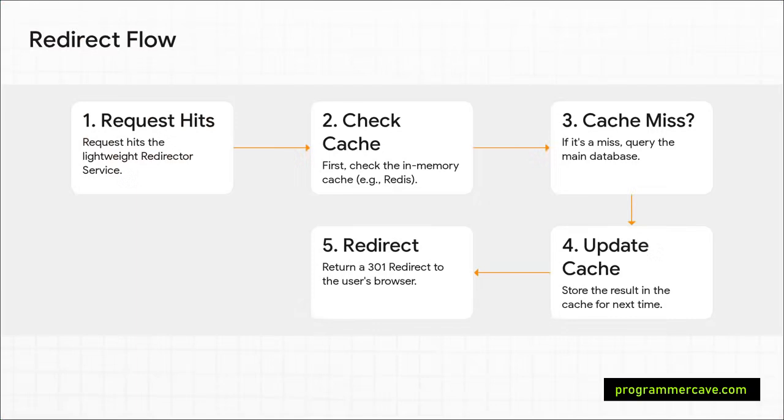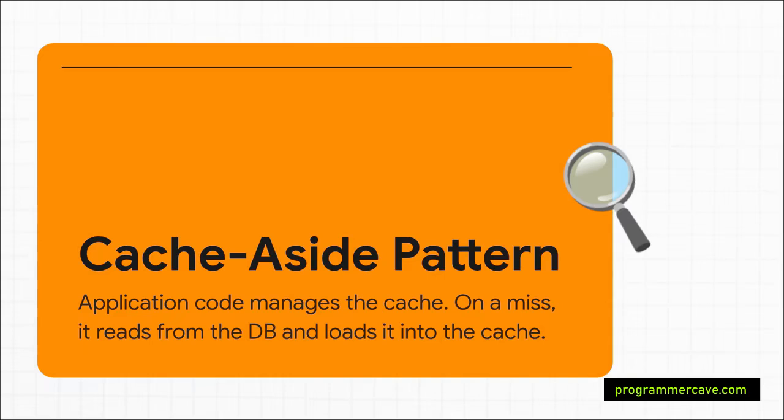The logic here is just beautiful in its simplicity. A request for a short link comes in. The very, very first thing we do is check a super fast in-memory cache, something like Redis. If the link is there, bam, we redirect immediately. If it's not there, what we call a cache miss, only then do we bother going to the slower database. And once we get the answer, you better believe we put it in the cache so the next request is fast.